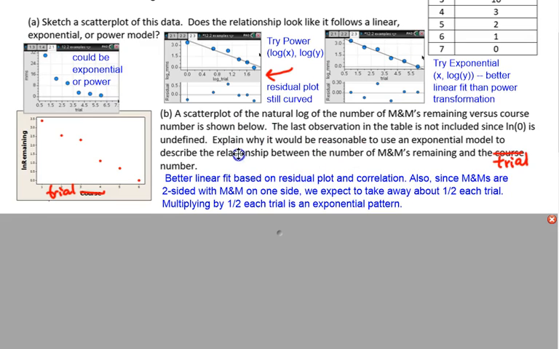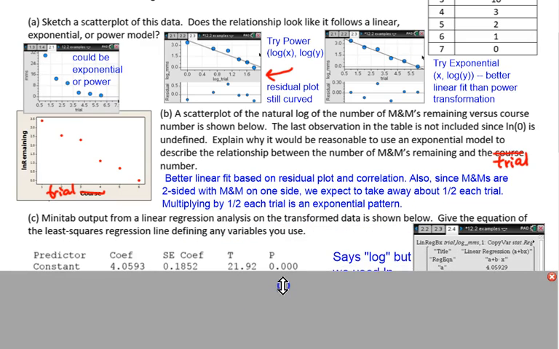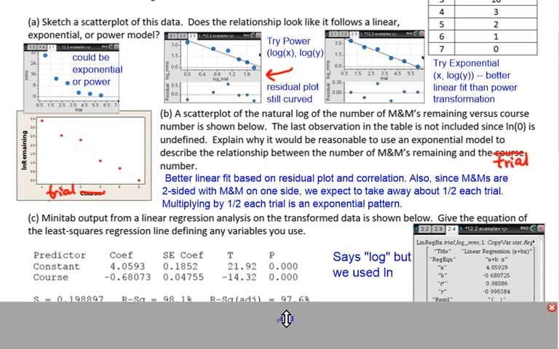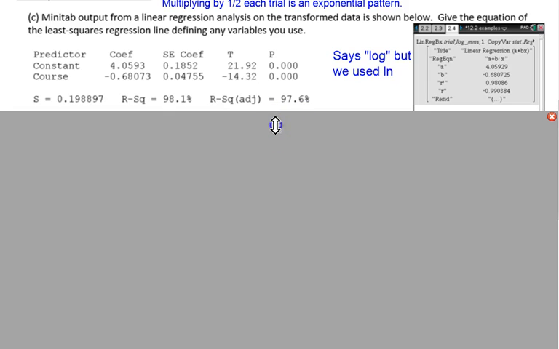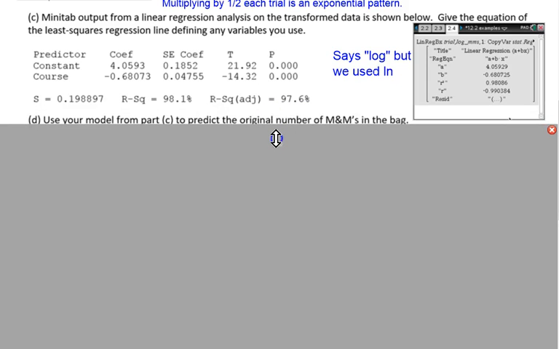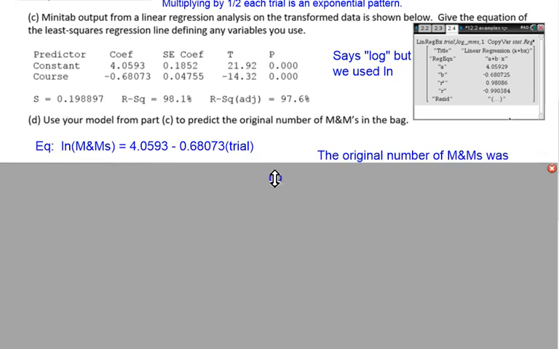So we have a better linear fit based on the residual plot and the correlation. Also, since M&Ms are two-sided with M&M on one side, we expect to take away about 1/2 of them each trial. Multiplying by 1/2 each trial is an exponential pattern. Okay, so that actually makes more sense to be an exponential pattern. Okay, now we're going to look at the next piece. It says give an equation of the least squares regression line.